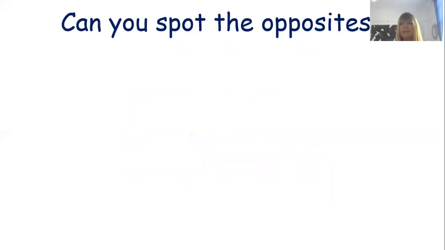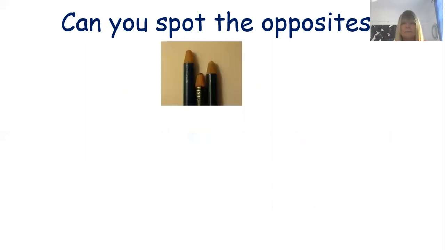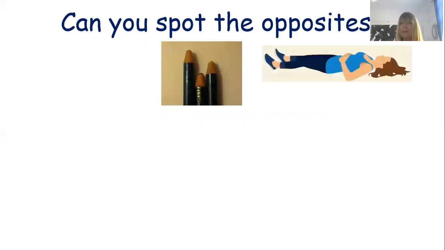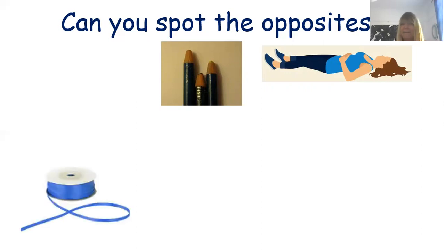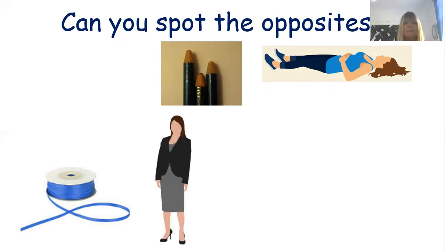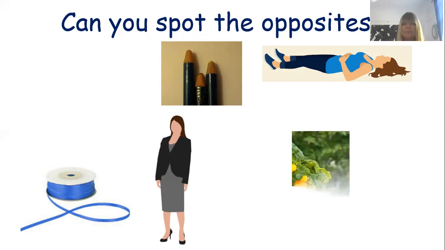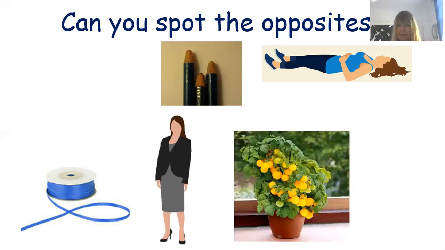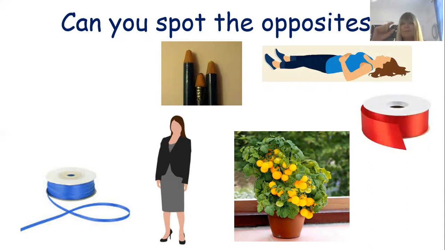And finally, we're on to opposites. Can you spot the opposites? We have, oh dear, not very useful looking pencils. They're blunt. A person lying down, flat on their back. Some very thin ribbon for wrapping presents. A person standing up. A pot plant covered in tomatoes. So it's a tomato plant looking very healthy. Some very broad red ribbon.